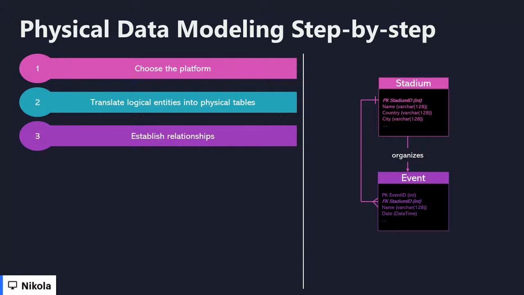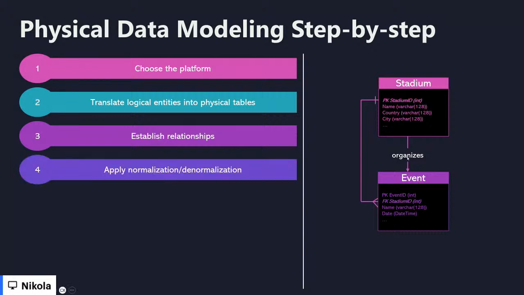Establishing relationships. Based on these columns that you identified as key columns, the next step in this physical data modeling process is to create relationships between tables. Again, apply normalization or denormalization, similar to what we talked about in the logical data modeling phase.